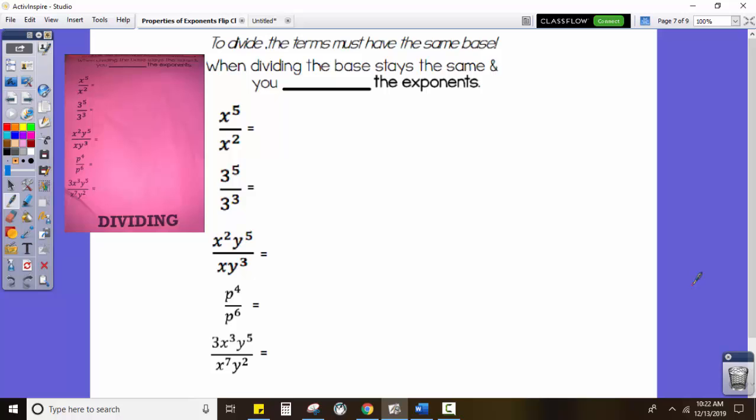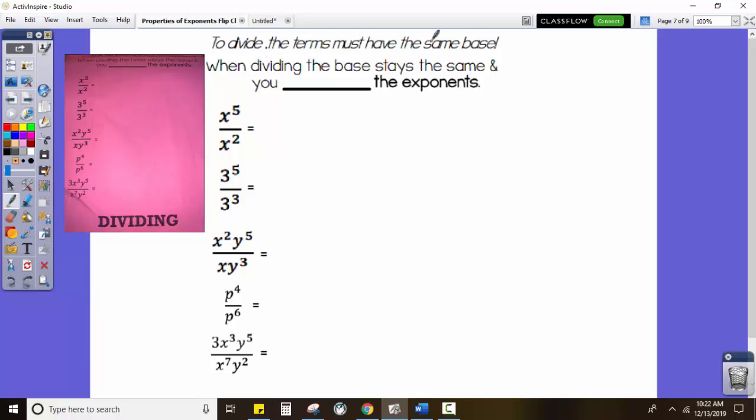What we're going to do first is the dividing tab on your Properties of Exponents flip chart. So that's the pink tab. We started division of exponents in the last section, so hopefully this will be familiar to you, but you're going to want to have this in your flip chart so that you can use it as a reference for any quick checks or for your unit test that's coming up in a couple days.